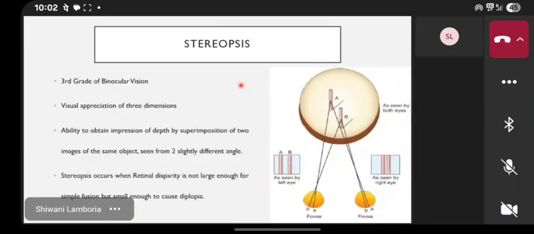Then stereopsis is depth perception, and it is the ability to obtain perception of depth from the superimposition of two images of the same object which are seen from a slightly different angle. So one eye sees this, the other eye sees this, but if both eyes see, then there is depth perception.